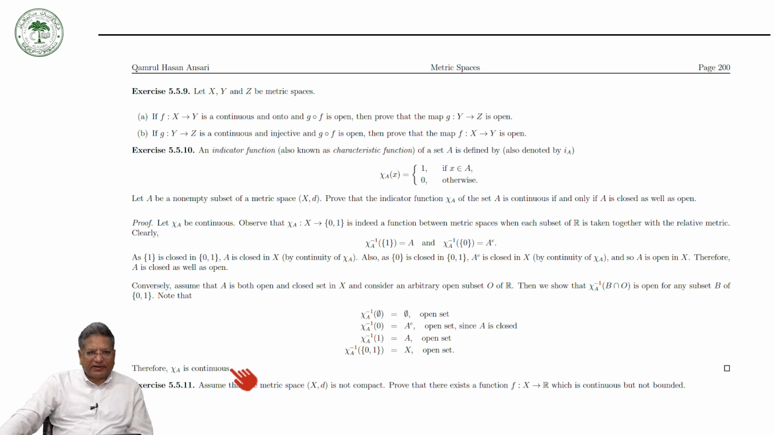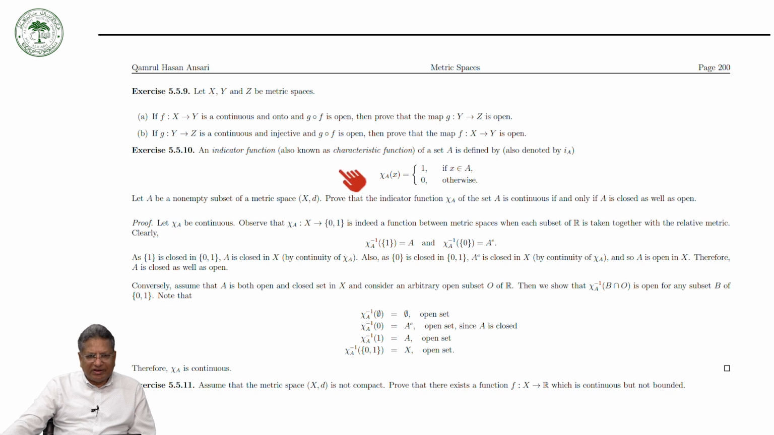Now I have another exercise. If f from a metric space X to a metric space Y is continuous and onto, and g composition f is open, then g from Y to Z is also open. And prove that if g from Y to Z is continuous and injective and g composition f is open, then prove that the map f from X to Y is open.